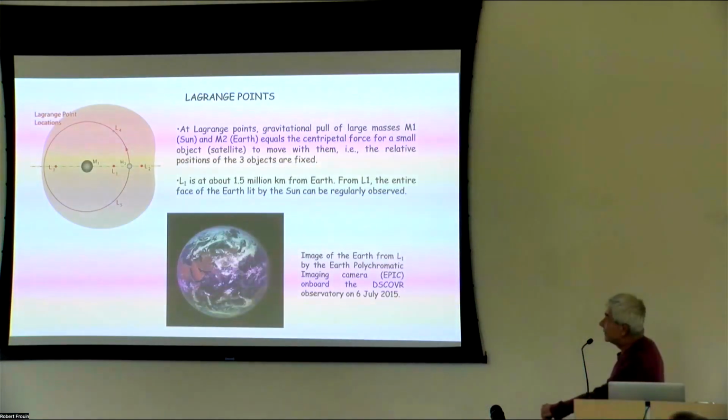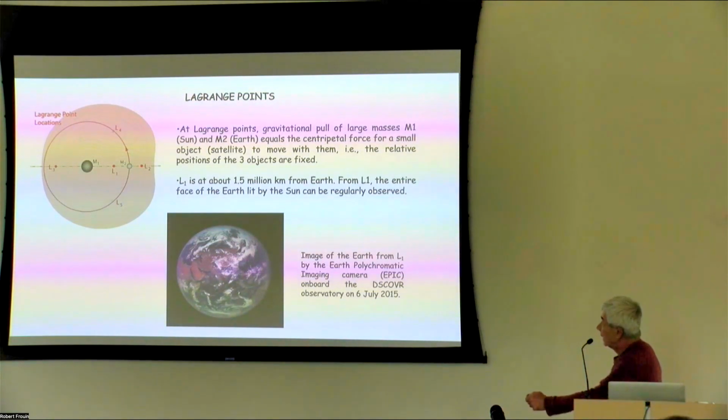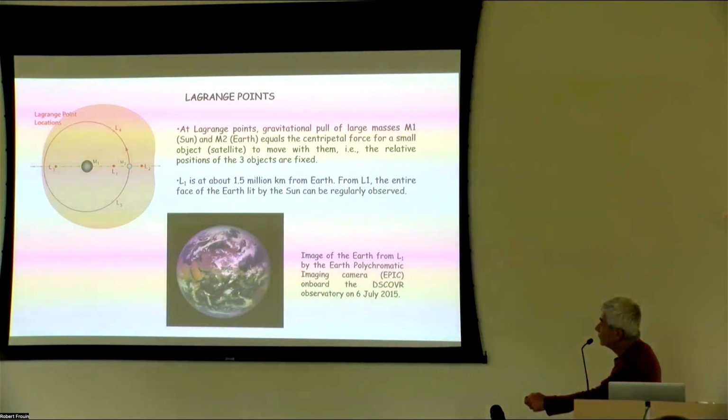Okay, so what are Lagrange points? At these points, L1, L2, to L5 here, the gravitational force of the Sun and the Earth, these large masses, equals the centripetal force of a small object that moves between them. That means that the relative positions of the three objects are fixed. Right?